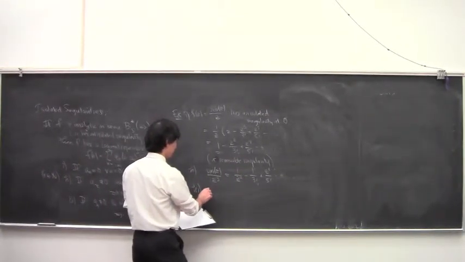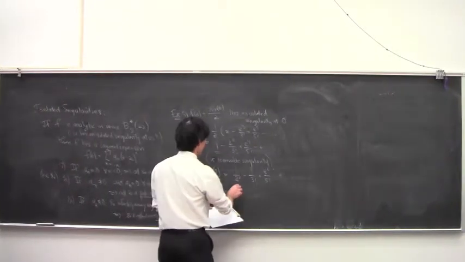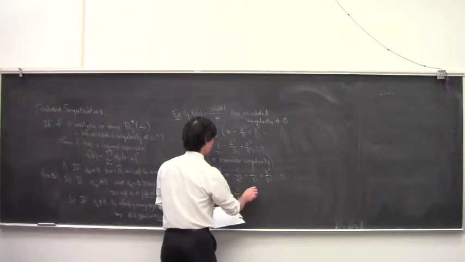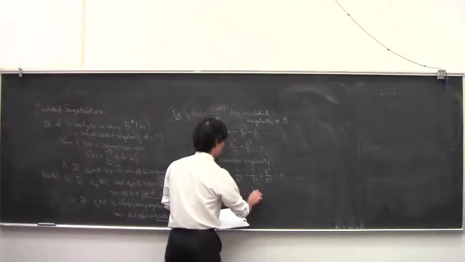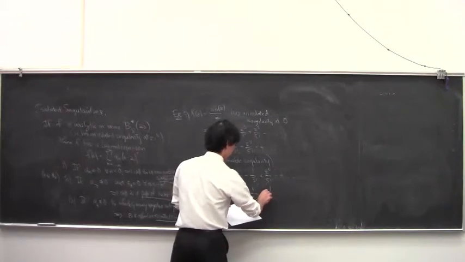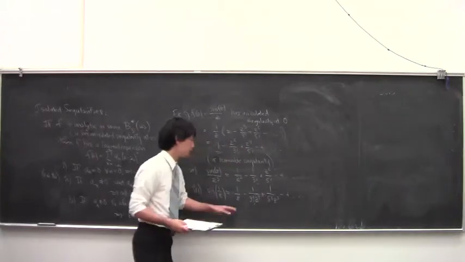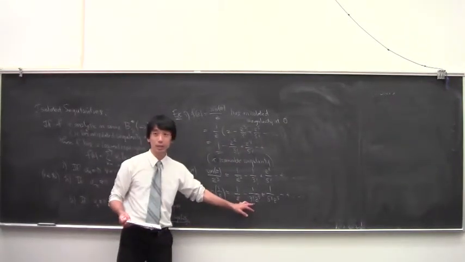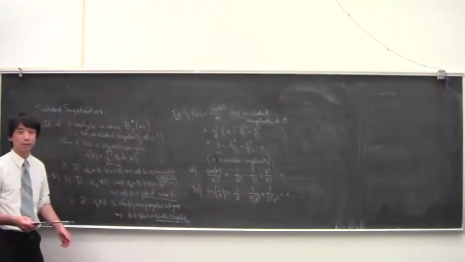And if you look at, say, sin of 1 over z, then that's going to be 1 over z minus 1 over 3 factorial z cubed plus 1 over 5 factorial z to the 5th minus and so on. You see that this thing has an essential singularity at 0. So just to give you some concrete examples.